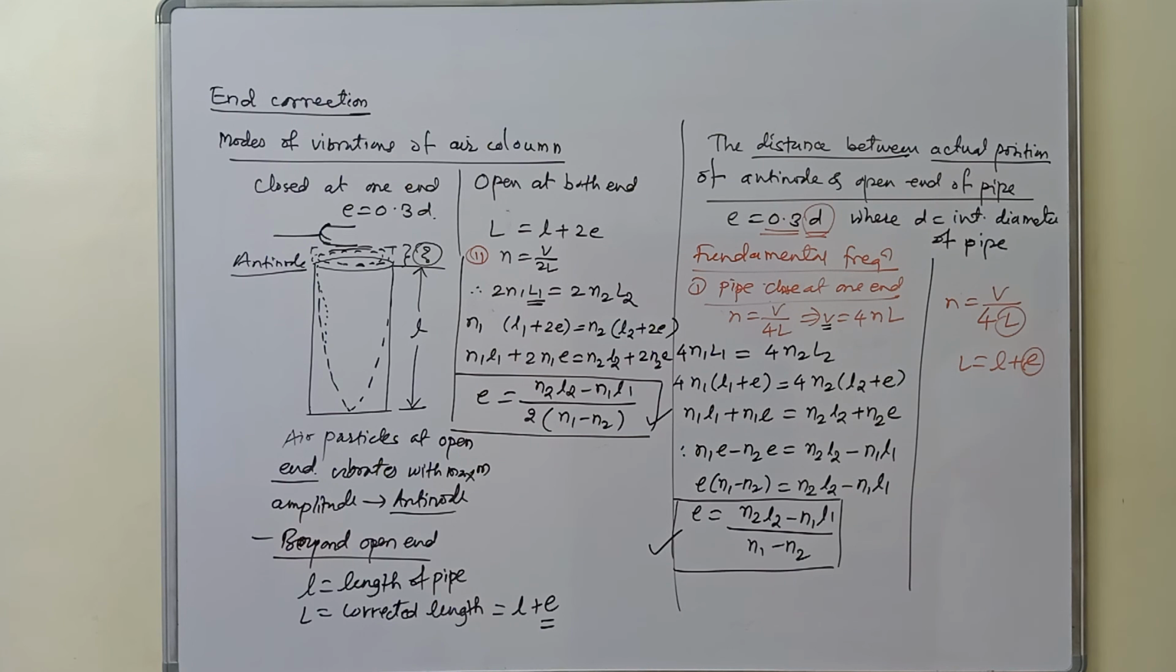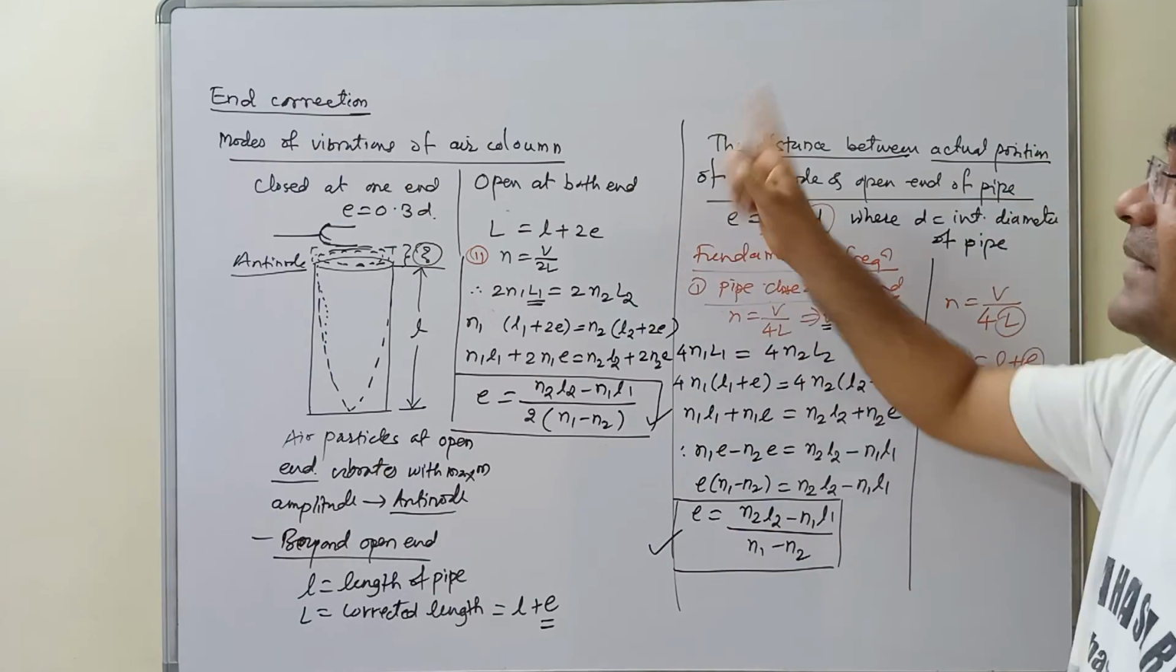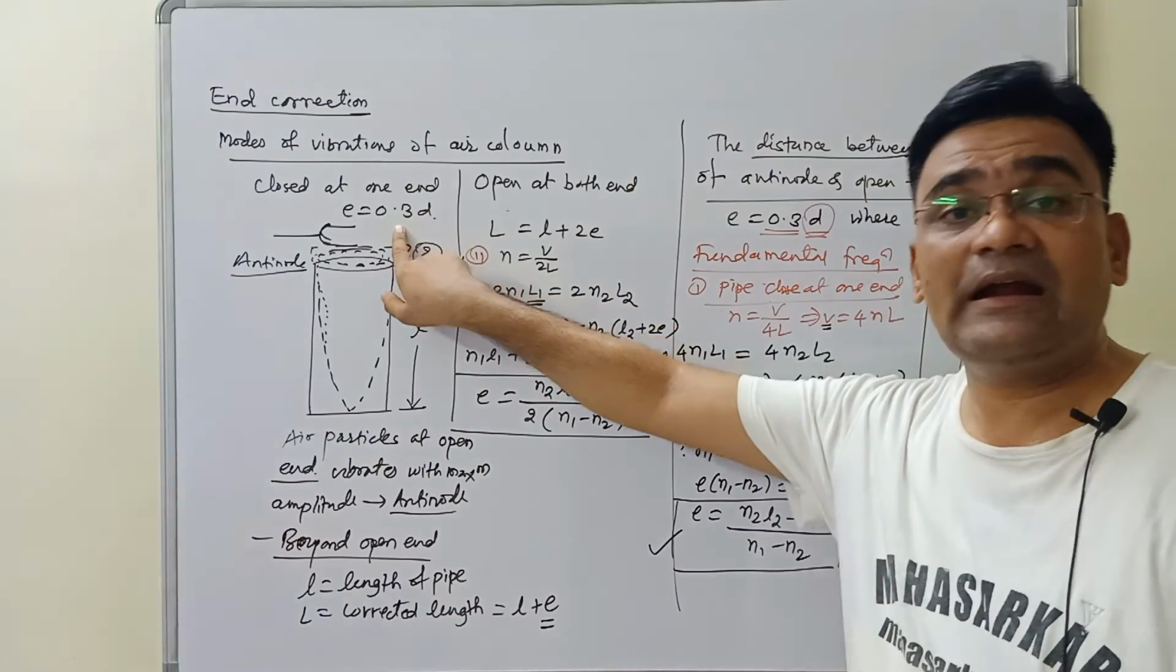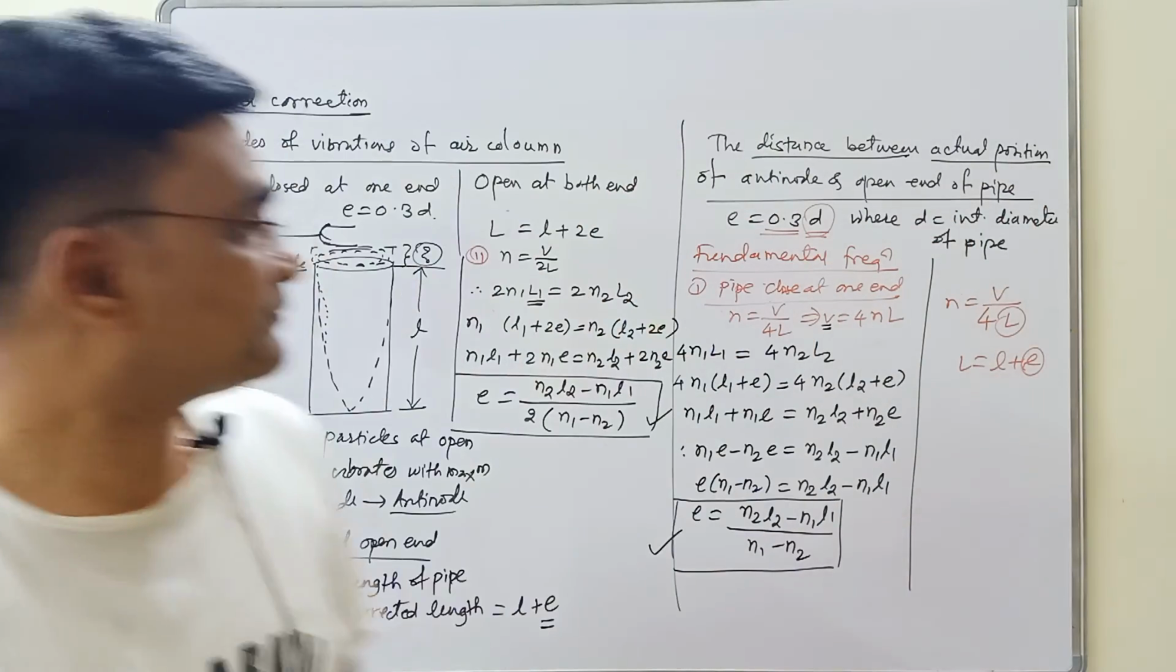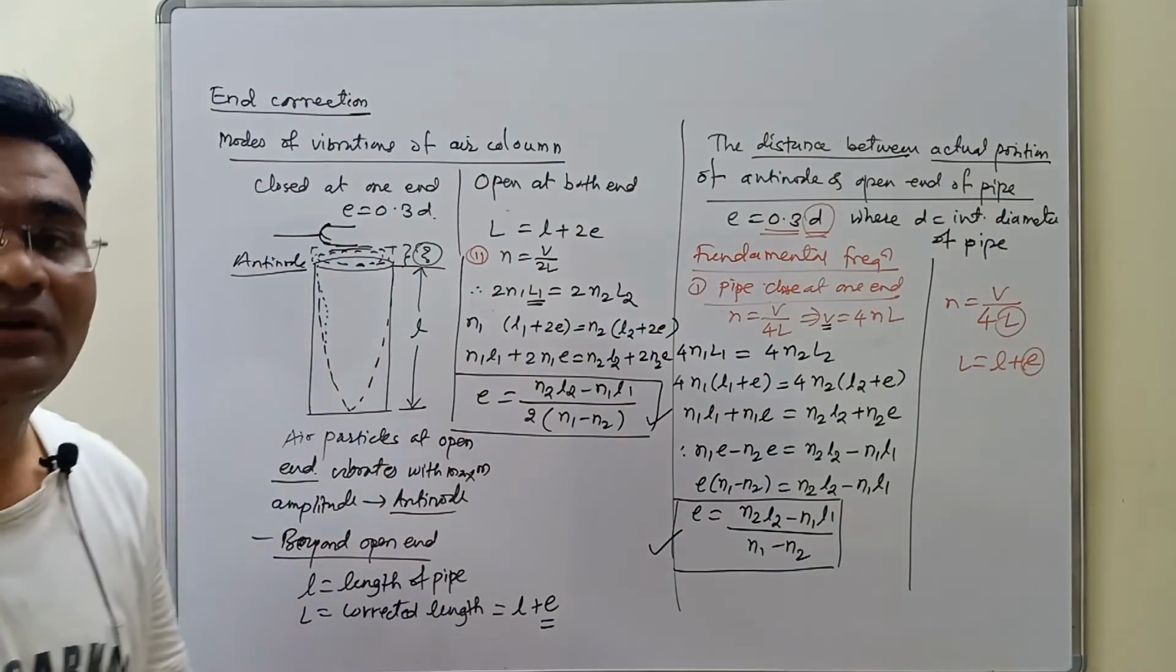So this was the end correction. When you perform any experiment, or if a pipe is given in a numerical and its internal diameter is given, then you have to compulsorily add the end correction. I hope you understood this video.